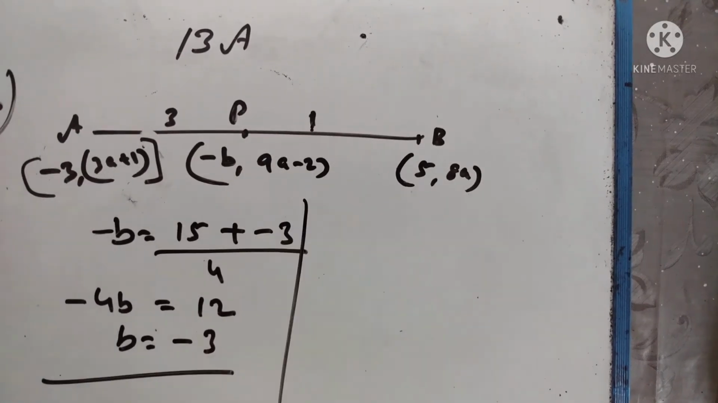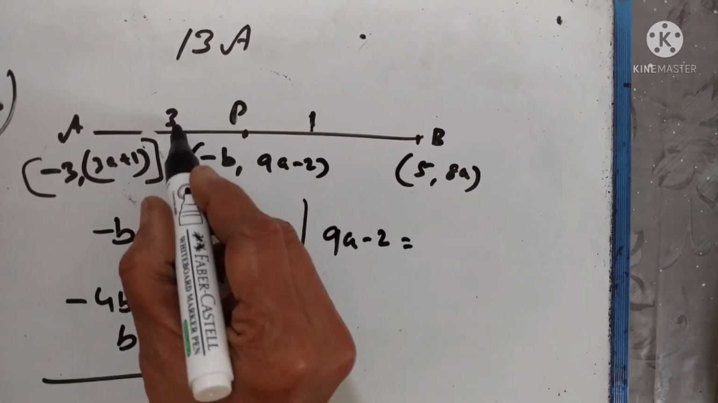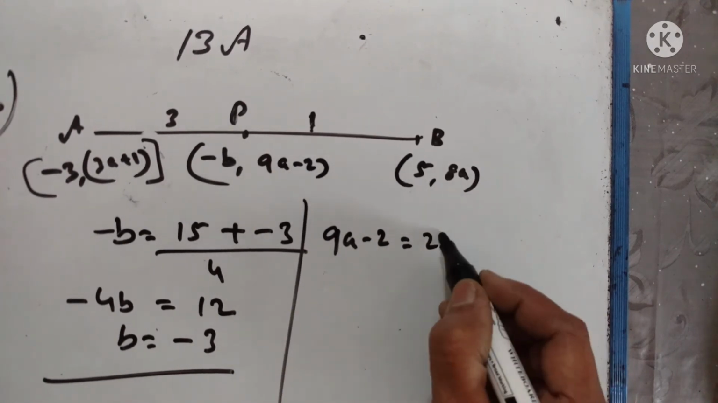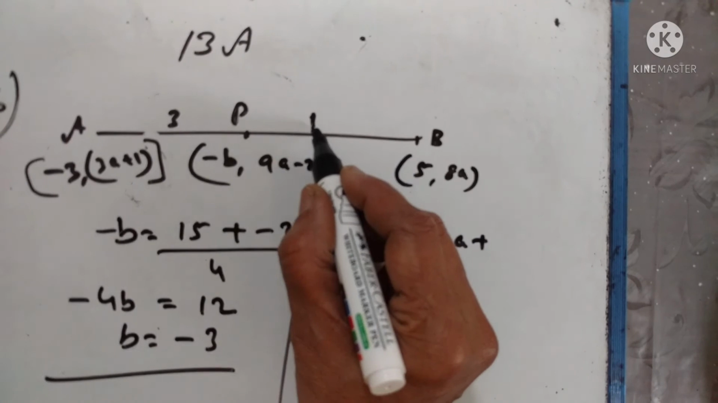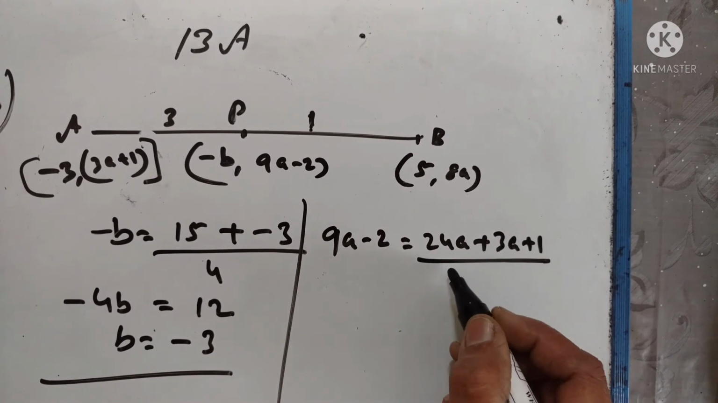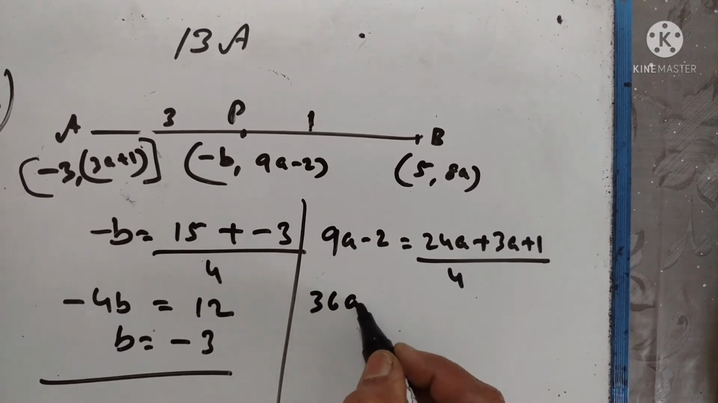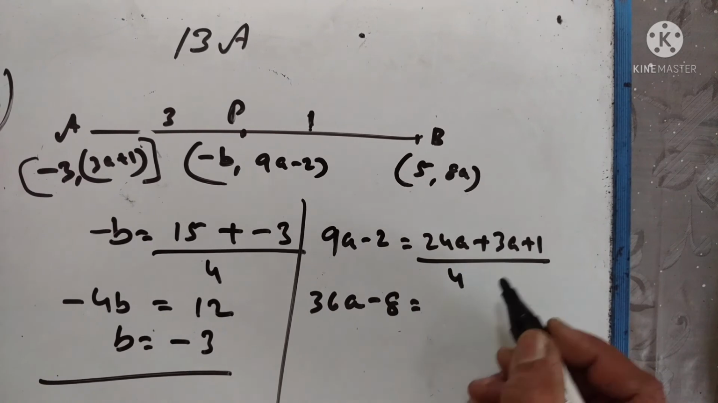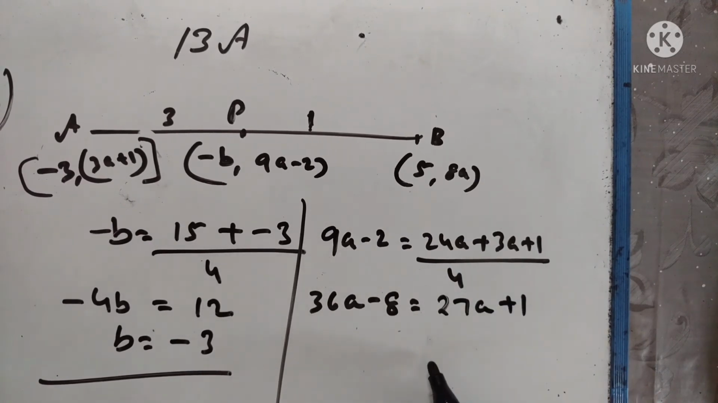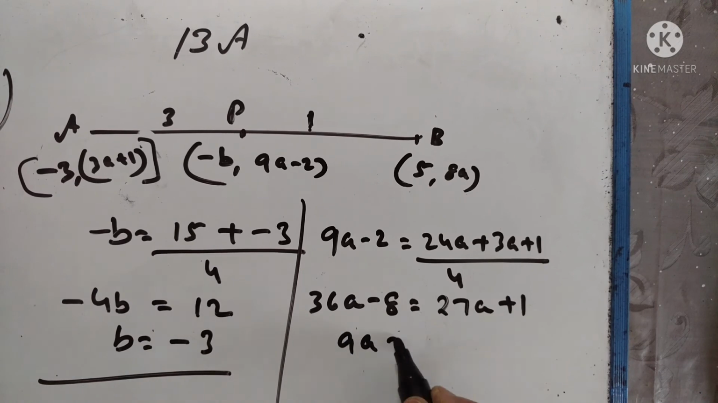Now the y coordinate, that is 9a minus 2, is equal to (m1 into y2, 3 into 8a is 24a, plus m2 into y1, 1 into 3a plus 1) upon (m1 plus m2). 4 into (9a minus 2), 4 nines are 36, so 36a minus 8 is equal to 24a plus 3a, that is 27a plus 1. 36 minus 27 is equal to 9. 9a is equal to 1 plus 8, which is 9. a is equal to 9 divided by 9, that is 1. So a is equal to 1 and b is equal to -3.